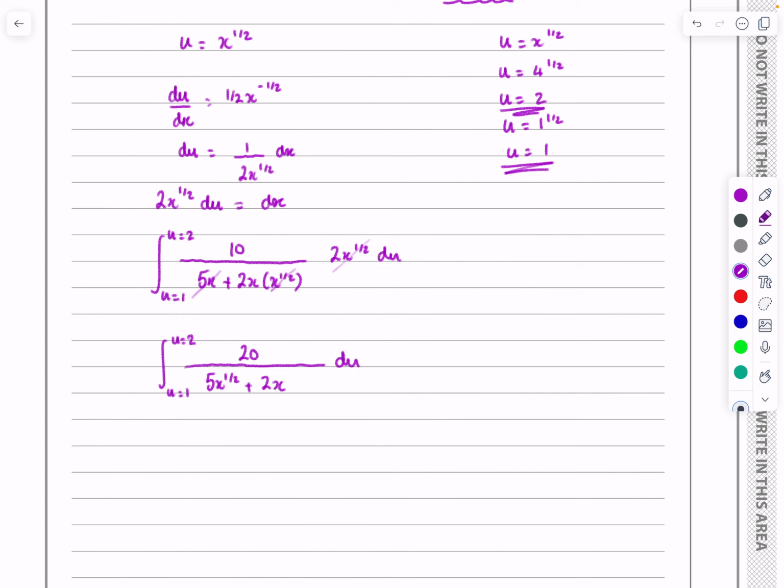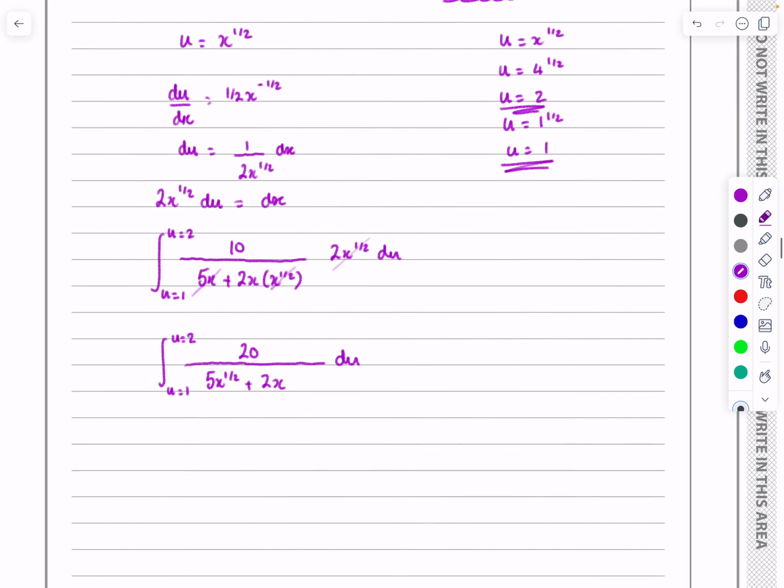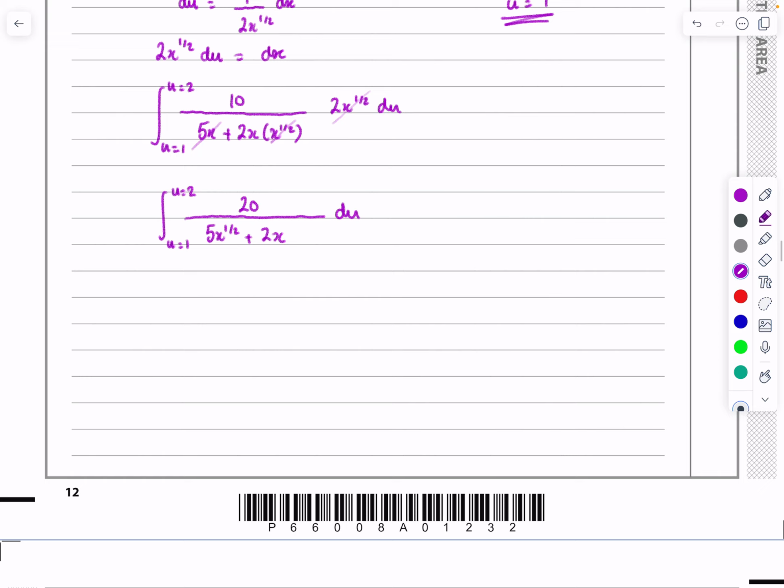And now the only thing I've got to do now is to get rid of the x to the halves using the substitution. So now my integral becomes between 2 and 1. Let's take the 20 out at this stage, and I've got 1 over 5u, because I've got x to the half, plus 2, and then x again. X is x to the half times x to the half. So we've got that as now my integral. So when we get to this stage of the integral, it could be that it just jumps out straight away.